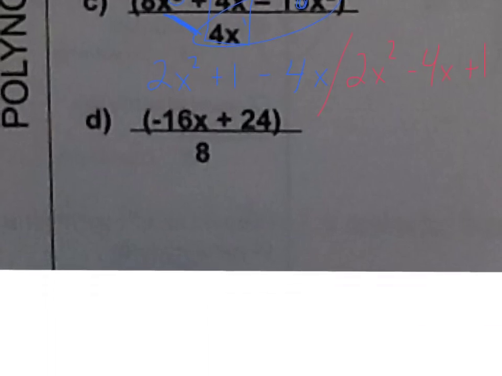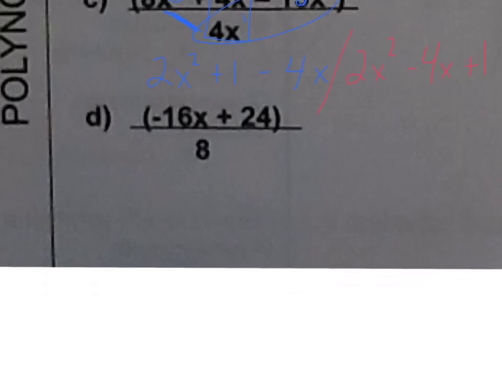And I'm running out of time, so I'm going to go really quick on the last one. We do negative 2x plus 4 plus 3. And that's it. That's the exam.